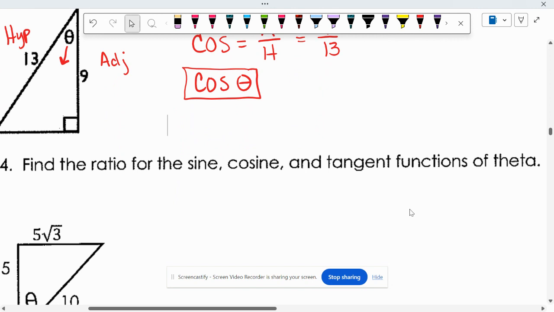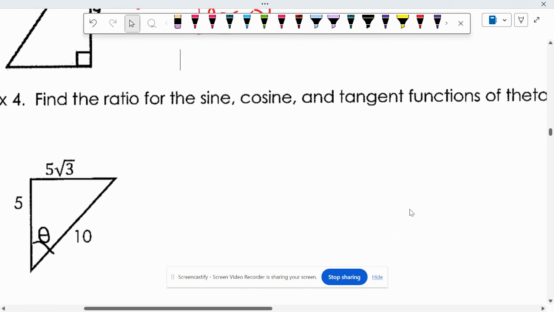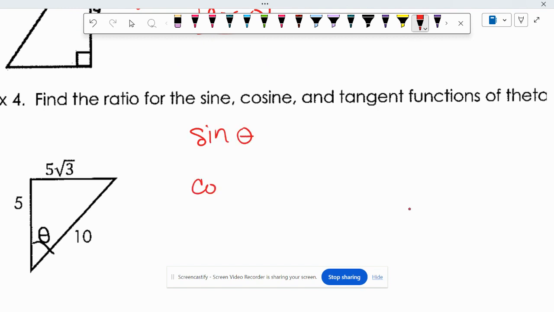Find the ratio for the sine, cosine, and tangent functions of theta. So we have to do all of them: the sine of theta, the cosine of theta, and the tangent of theta. Sine is opposite over hypotenuse. Let's label our sides. What does 10 represent? A, H, or O? H, hypotenuse.